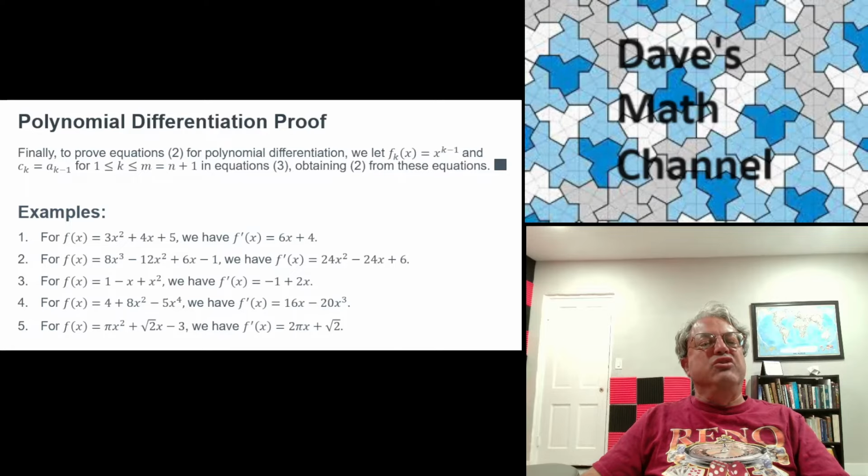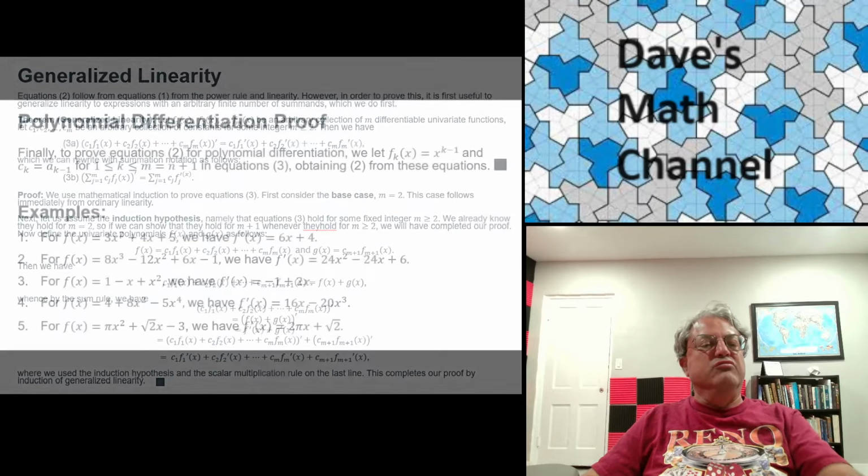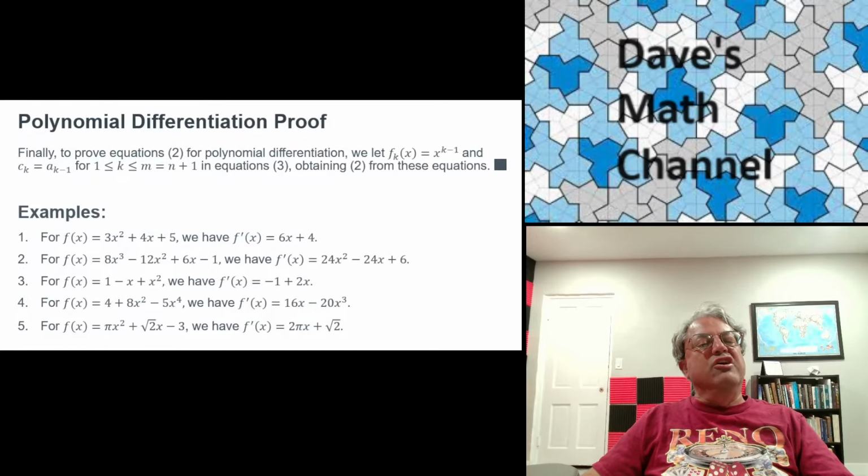We have to relabel our indices, because don't forget that the powers are going from 0 to n. That's why I used m instead of n for the generalized linearity. We want to change our variables. So now we're letting n equal m plus 1, I believe. And we're relabeling indices. j is now going from 0 to n.